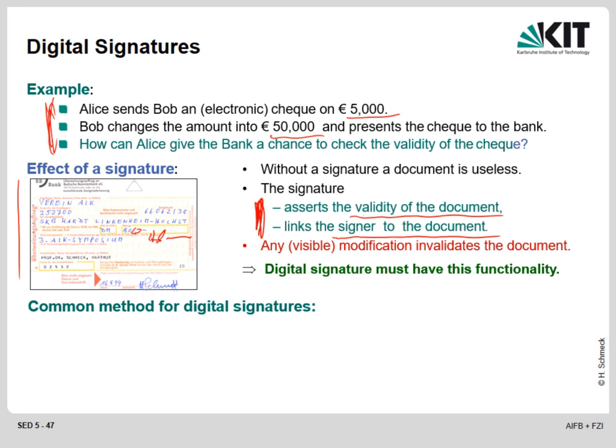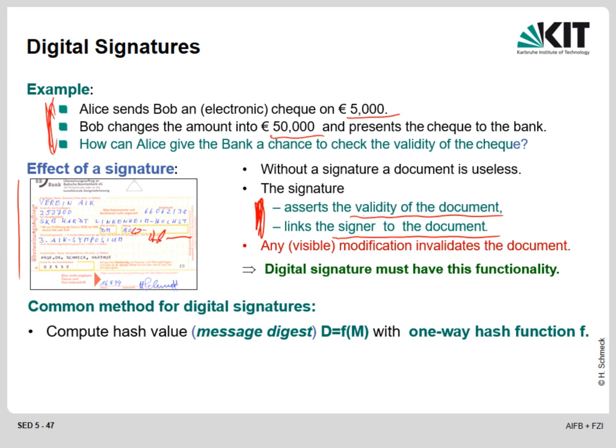And there's one common method for getting that. So you compute a hash value of a document. So you have a document, some file. You compute a smaller piece of information, which is a hash value, a message digest. And so the document can be arbitrarily large. You compute that short message digest.